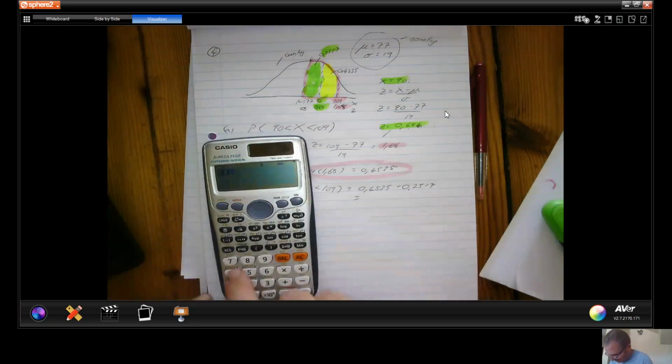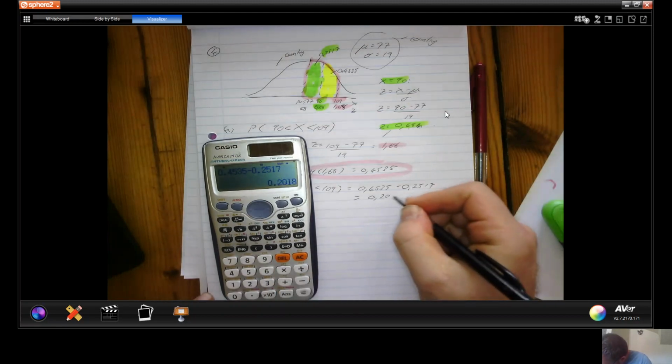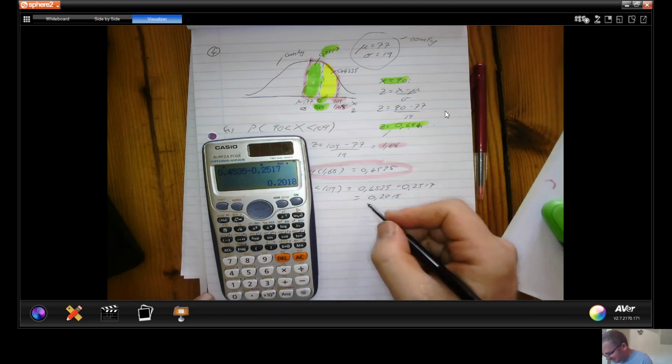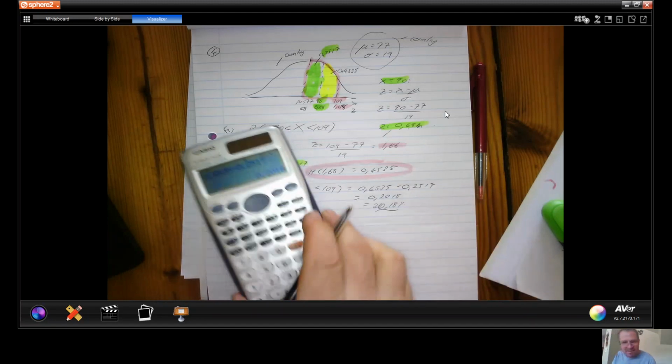0.4535 minus 0.2517, and we should get 0.2018. Are we right, Morgan? Approximately 20.18%.